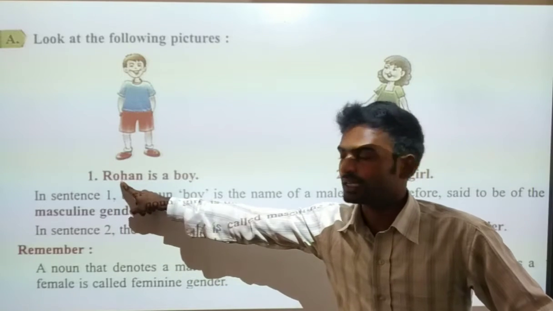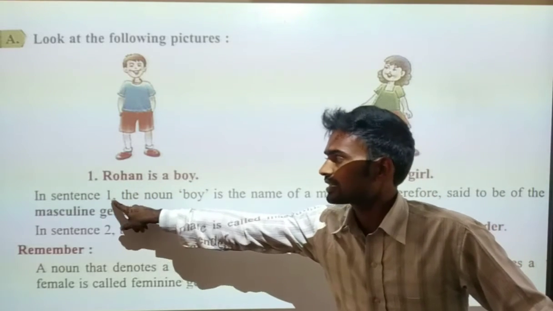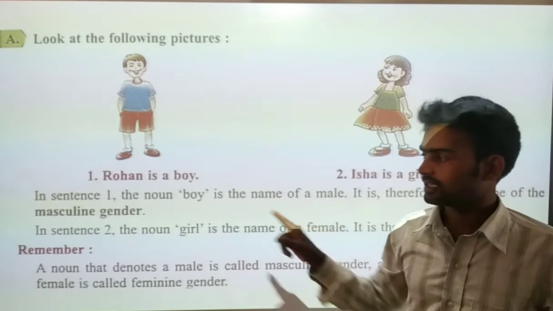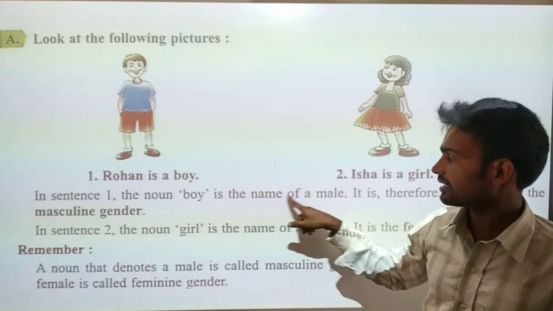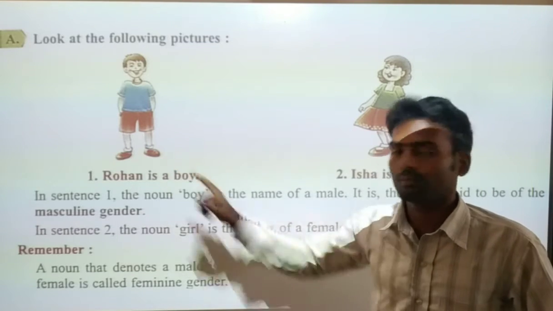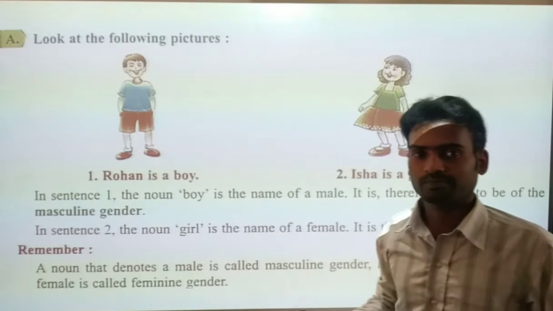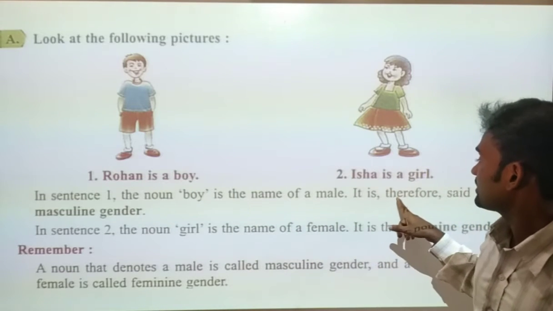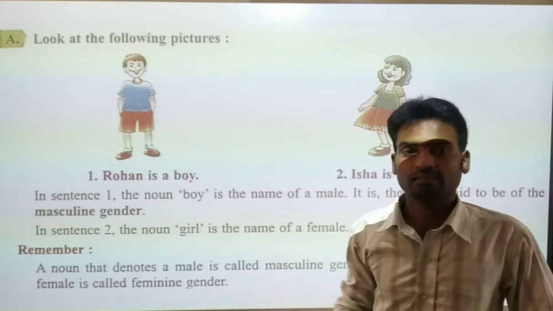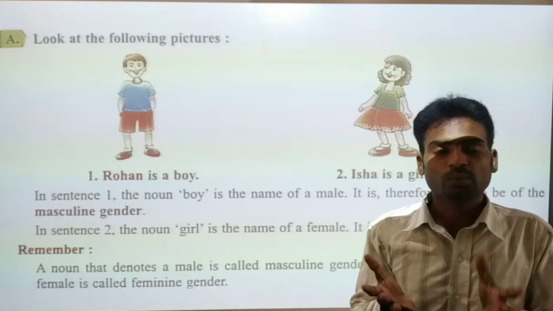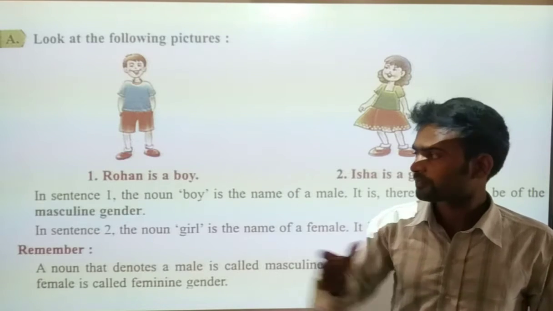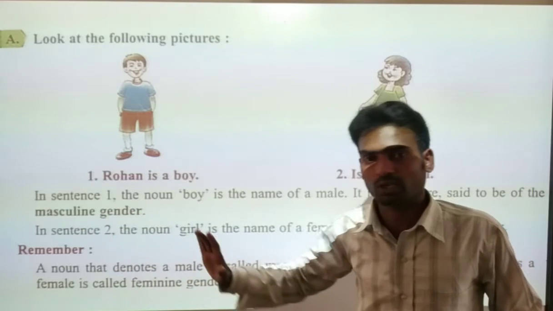In sentence one, Rohan is a boy, right? In sentence one, the noun boy is a name of a male, right? Boy is a name of a male. We call it male. How do we recognize? He's a male because he's a boy. Ladka. It is therefore said to be of the masculine gender. It is also called masculine gender. Boys, ladkas, we use it as a masculine gender. Okay, so we are learning a noun. In that noun, boy we call as a masculine, ladka.